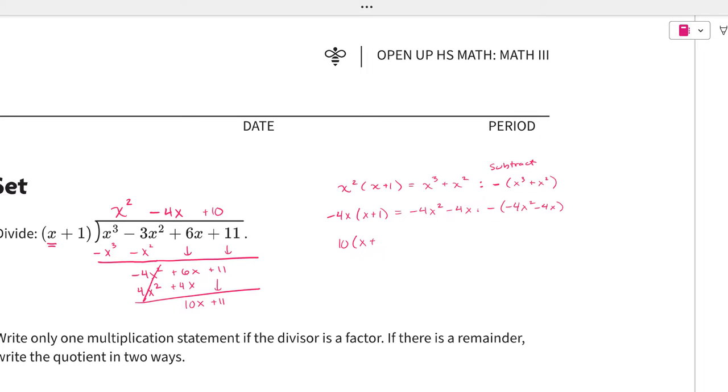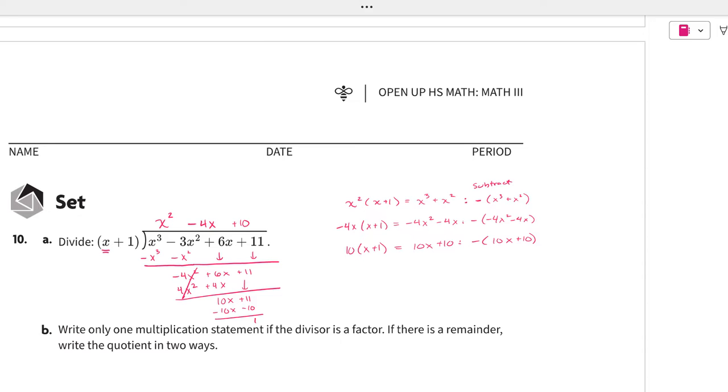So I used a positive 10. So that gives me 10x plus 10. And that's the term I need to subtract. So I'm subtracting 10x plus 10. Those are the terms I need to subtract. So minus 10x minus 10. I have a remainder of 1. So I'll put R1 up here.